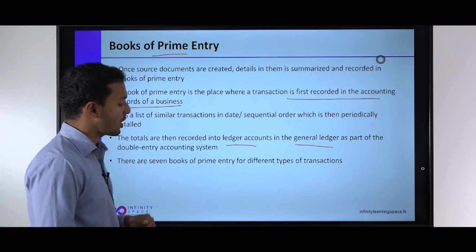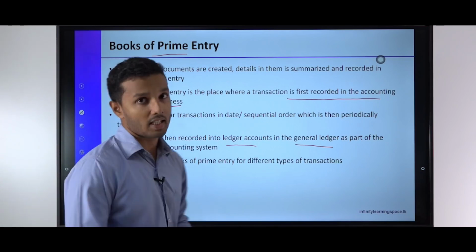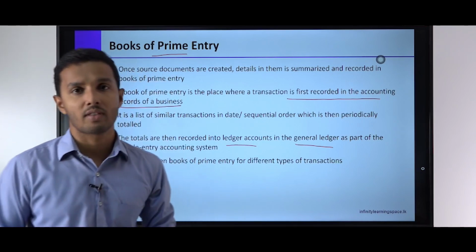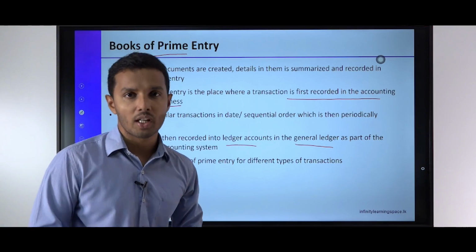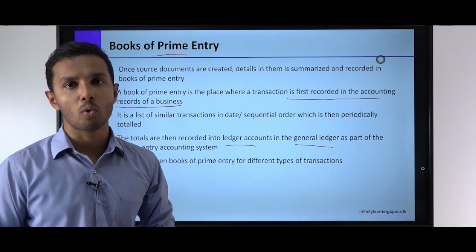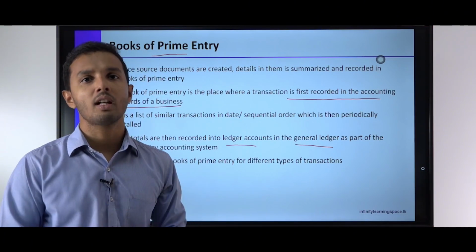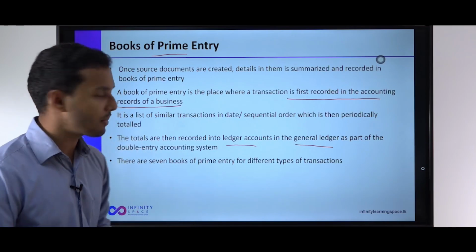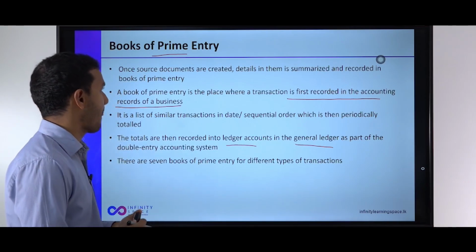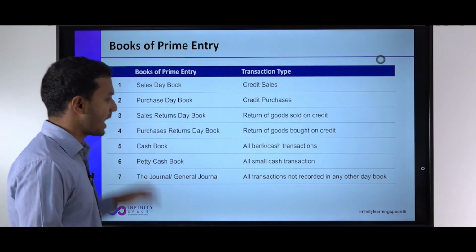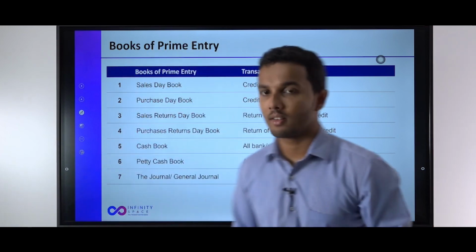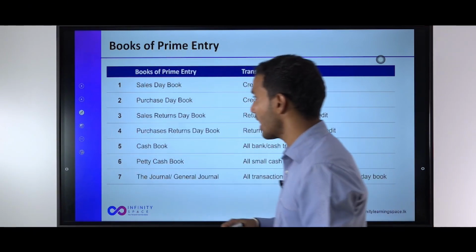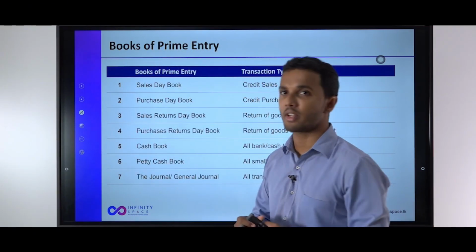There are 7 books of prime entry for different types of transactions. So depending on the type of transaction, it will be recorded in a different prime entry book. So there are altogether 7 types of books of prime entry. These are the 7 books where our transactions are recorded for the first time.